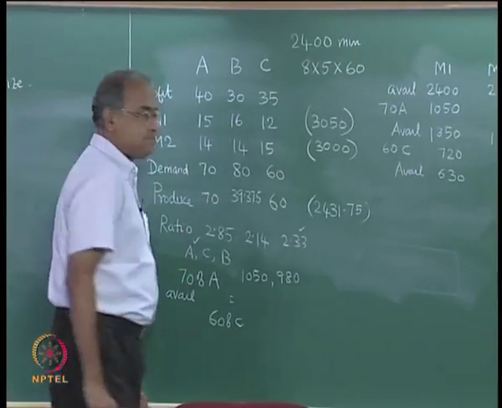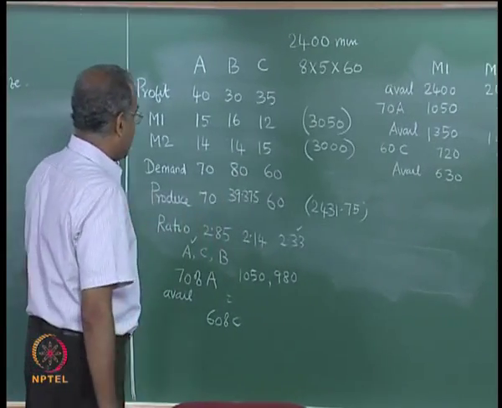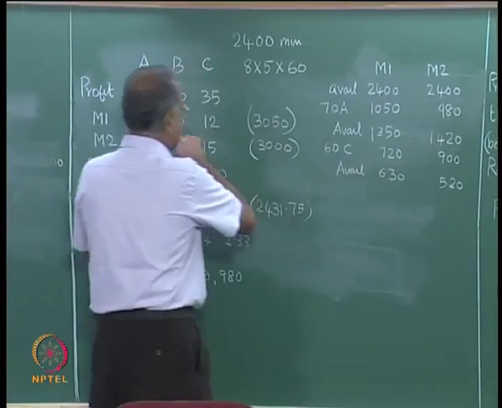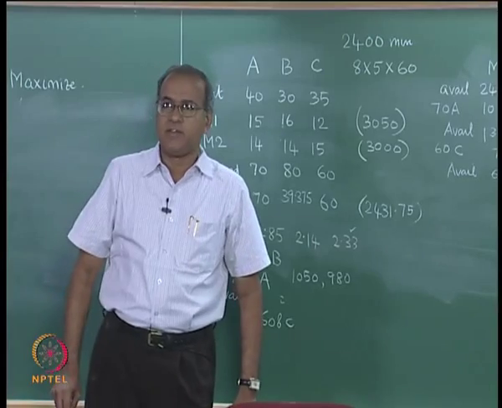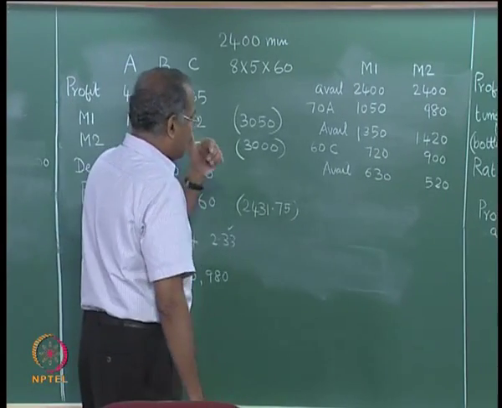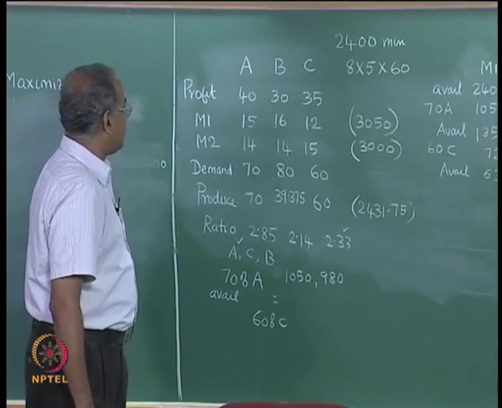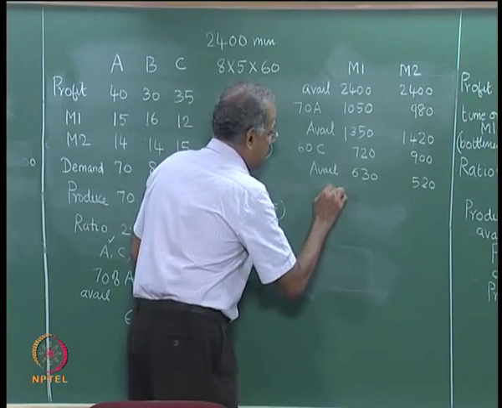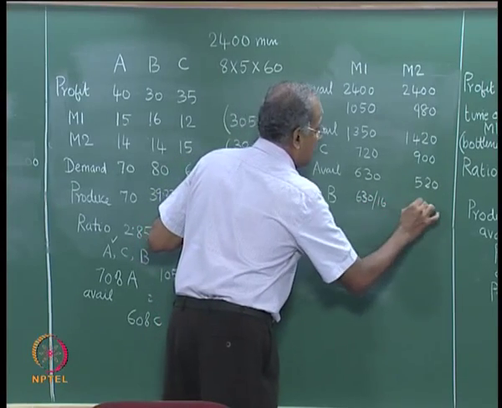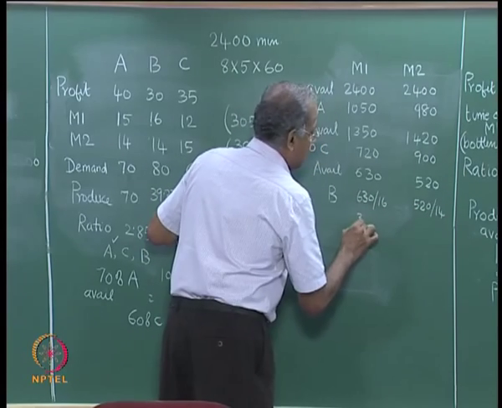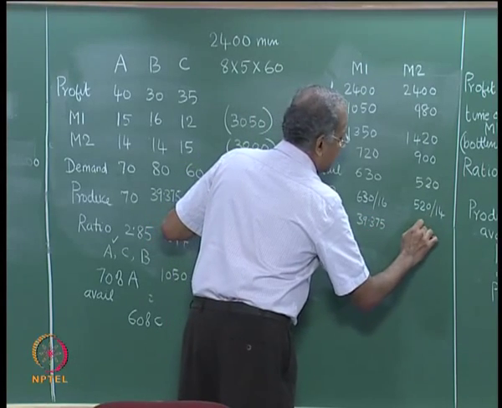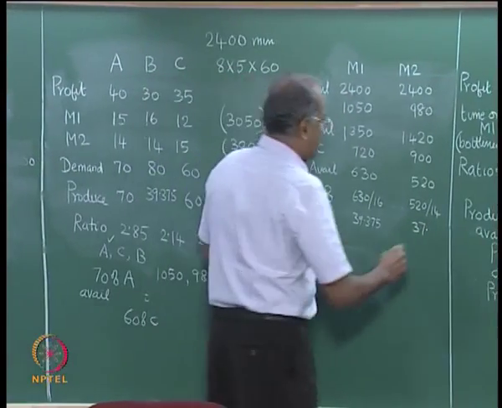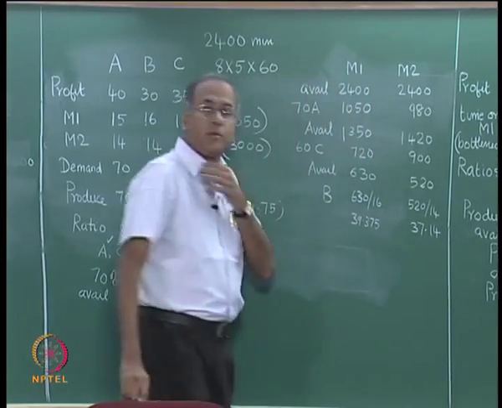So, now we look at B. So, B we start producing last. So, now we have to go back and say this would allow 630 by 16, which is 39.375, and 520 by 14, because B on this. So, this will allow B 630 by 16 and 520 by 14. This is 39.375, and 520 by 14 is 37.14.